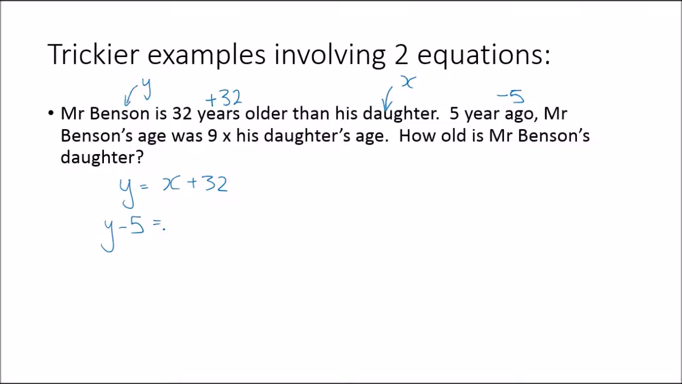Now we're also told that this was 9 times my daughter's age at that time. This also means that we've got to think of my daughter's age minus 5. Now 9 times that. So what we've got now is two equations, each with y and each with some x's in them.